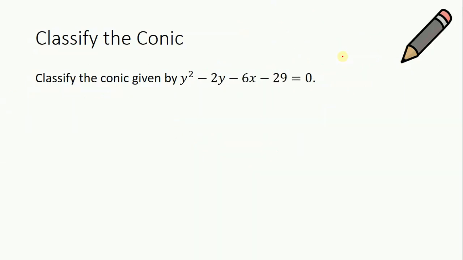Let's try another one. So I have y squared minus 2y minus 6x minus 29. So first step, get all the y stuff together. I think it is, ooh, that's kind of different. I do not have an x squared term either.